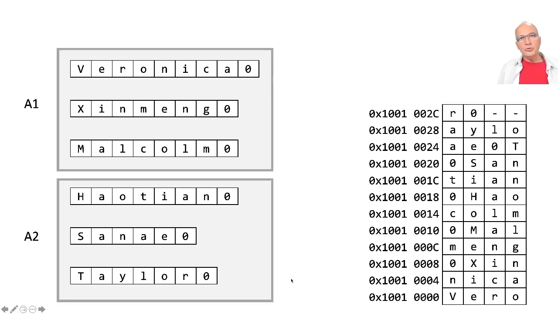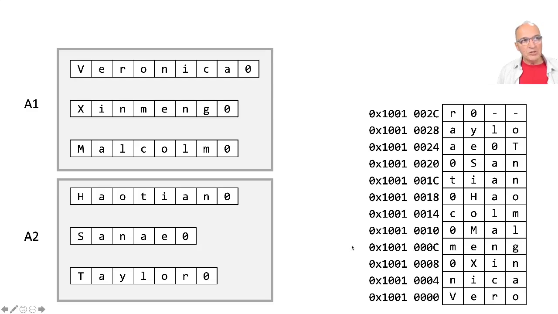What I would like to do is to create an array of the addresses of the strings of the students in the morning session, and create another array that contains the addresses of the strings of the students in the afternoon session. The address of a string is the address of the first character of that string. So for example, if I create an array with my students in the morning session, the first position of my array will contain the address of the first character of the name Veronica. The second position will contain the address of the first character of Xinmei, and the third position will contain the address of the first character of Malcolm.